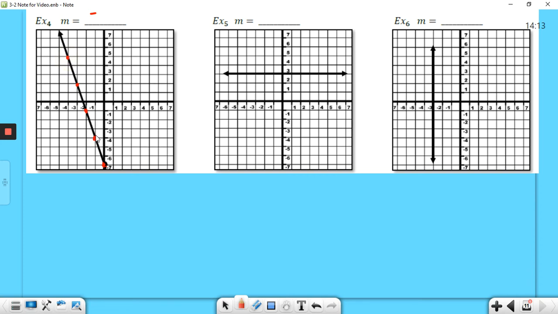Okay, and you can go ahead and make a slope triangle. So our rise is 1, 2, 3. And our run is -1. So our slope is -3/1. And you don't have to write it as 3/1. You could just simply write -3.